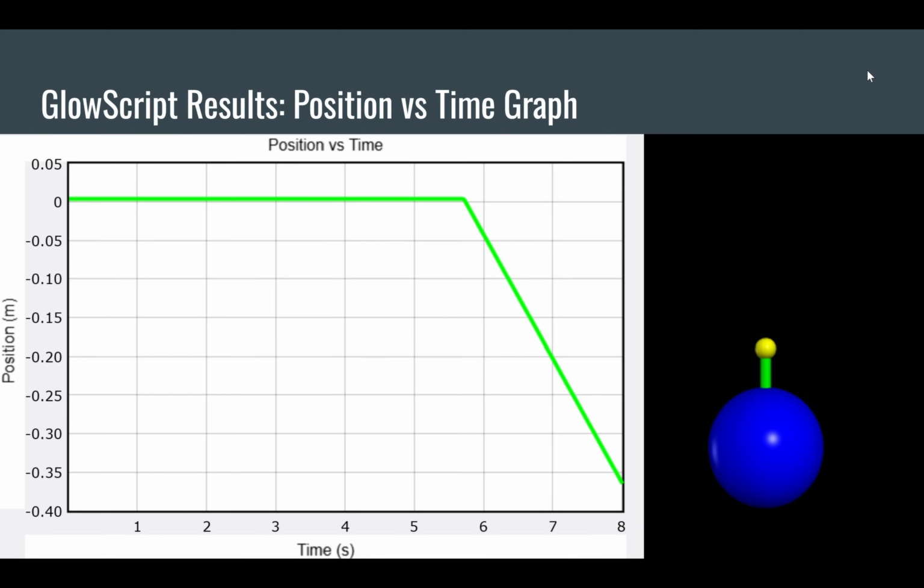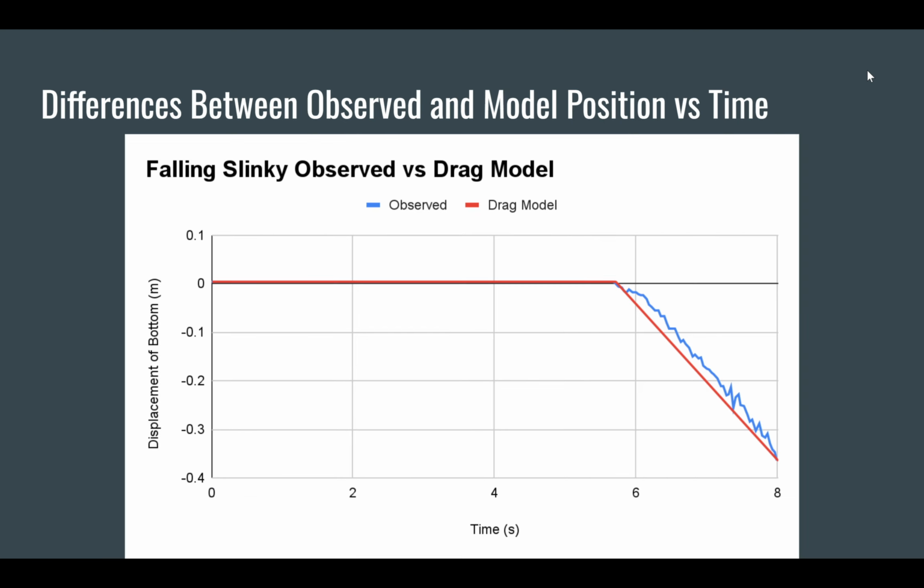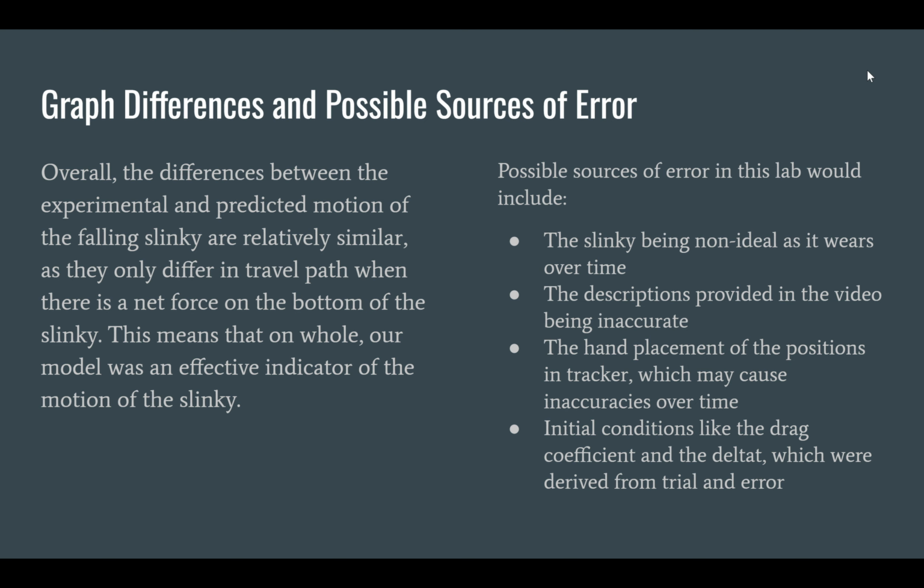Here are our GlowScript results, which show the position of the Slinky bottom over time. And here's the difference between our observed and model position versus time graphs, and you can see that they're very similar. Overall, the differences between the experimental and predicted motion of the falling Slinky are very small, as they only differ in travel path when there is a net force on the bottom of the Slinky. This means that on the whole, our model was an effective indicator of the motion of the Slinky.